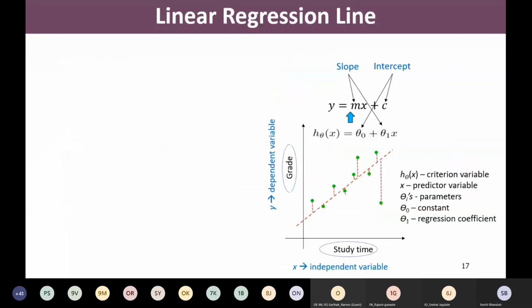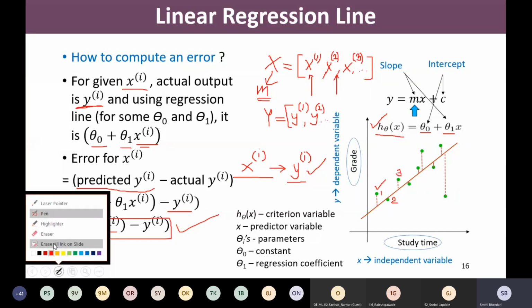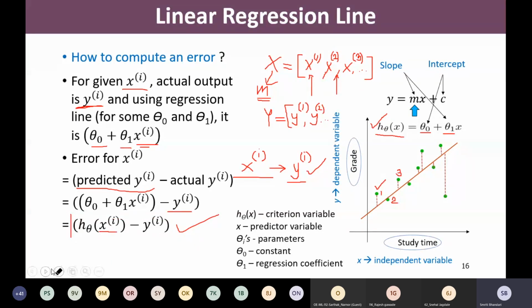Got it? Yes, any doubt? Please let me know. This is our actual error for ith sample. Actual error for ith sample. Have you understood? Or may I repeat? Yes. Got it? Yes, ma'am. May I proceed?